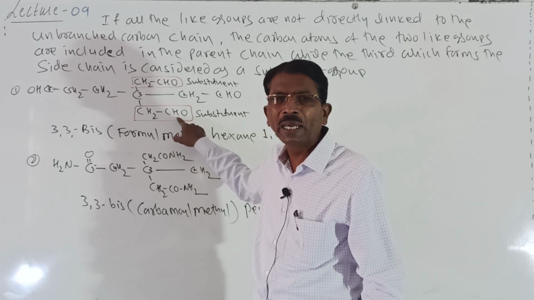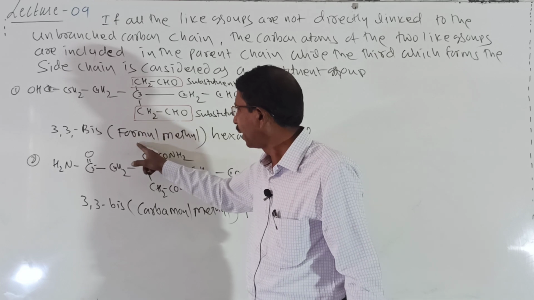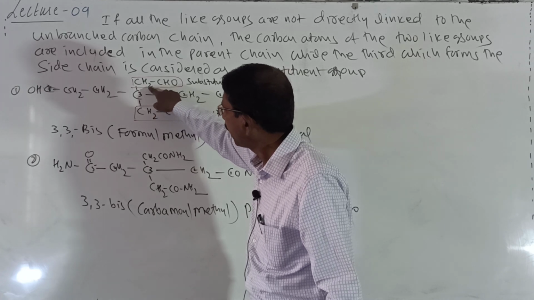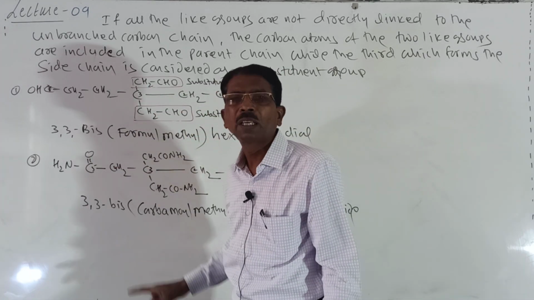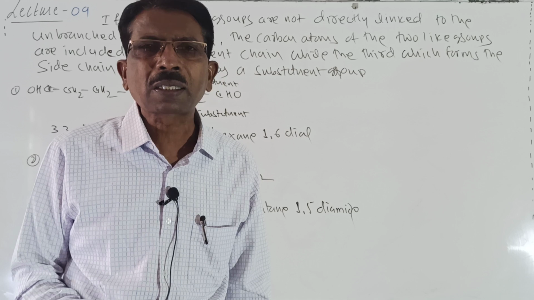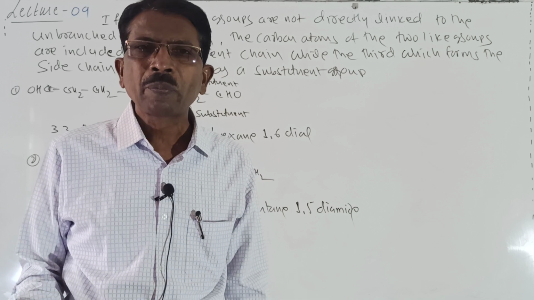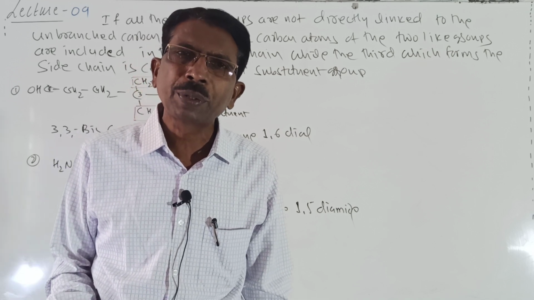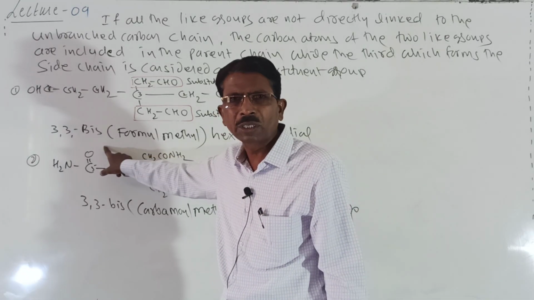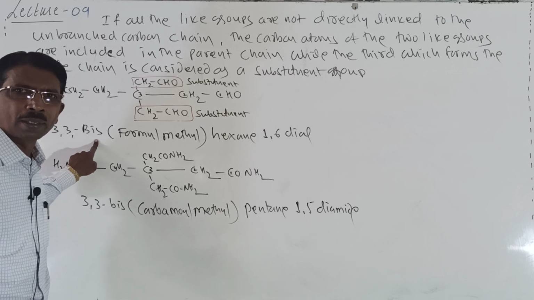CHO group is called formyl. So it is a methyl, formyl methyl, 3 means here that is the third carbon, so 3 comma 3 bis. What is bis? In inorganic chemistry, in complex compounds, while we are naming the complex compound, instead of di, tri, tetra, we are using bis, tris, tetrakis, etc. You may use di also here, but in the CET book or in the NEET book, this word is given. That's why I am using it here.